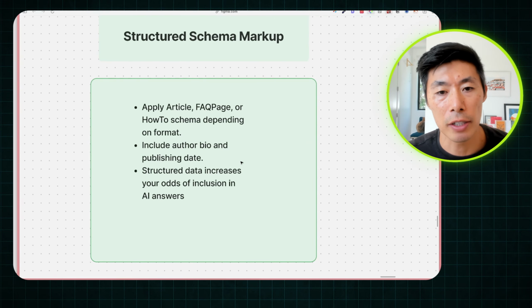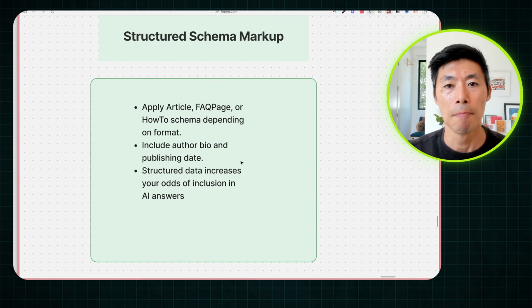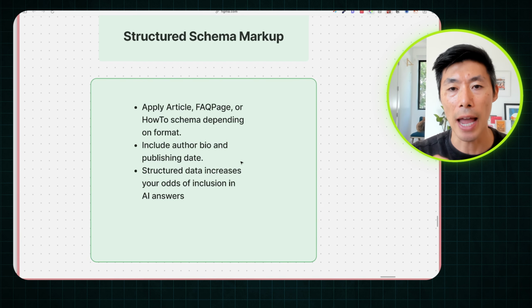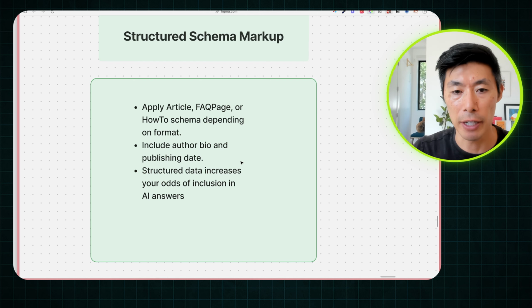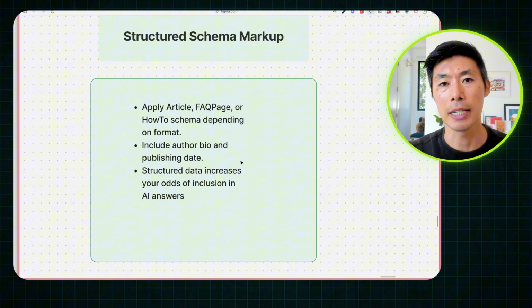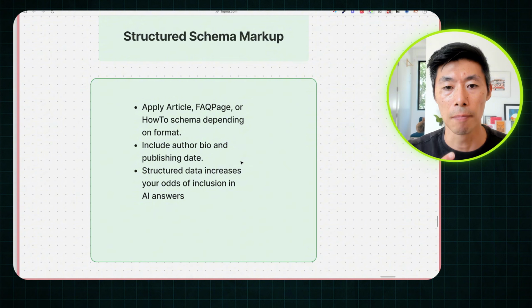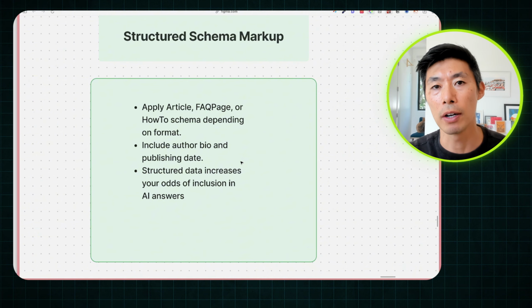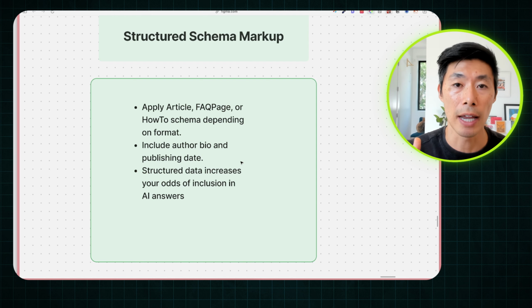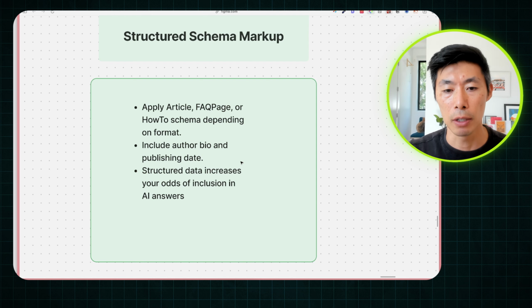Now, structured schema. I mentioned this schema before. This would be just a JSON snippet that you would add to the page in your JSON-LD custom field. And there are different schemas. Some of them that are more important for large language models are article, FAQ page, and how-to schema. Obviously you want this to be relevant and you want to include the JSON-LD on your page.